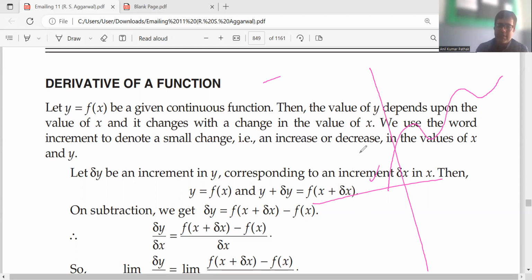Suppose you draw a graph, and while drawing it, you lift the pen and then draw again like this. So there is a break in the line. This part may go this side and this part may go that side, so there must be a break. If there is a break, then the function is not continuous. So this is the meaning of a continuous function.